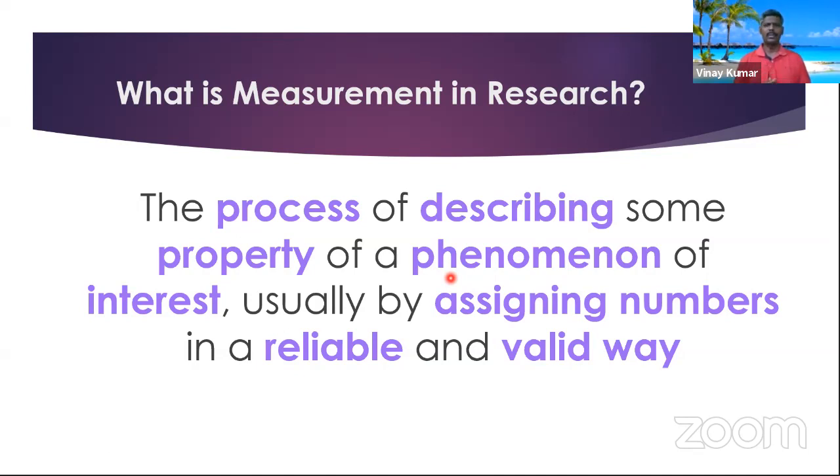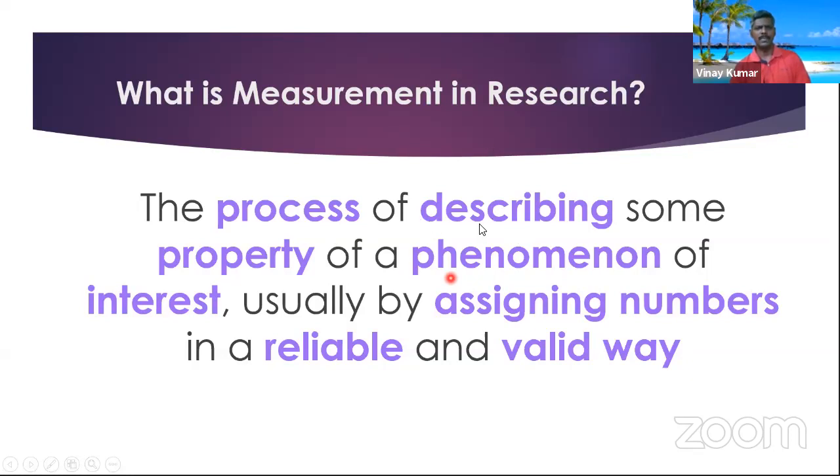So the researcher is trying to describe the property of that phenomenon, which is the major interest in his research. That's one of the important aspects of measurement in research. And we see the second part of this concept where he's assigning the numbers. That's very important because without assigning these numbers, we cannot subject it to statistical analysis. So that's one of the important parts of measurement.